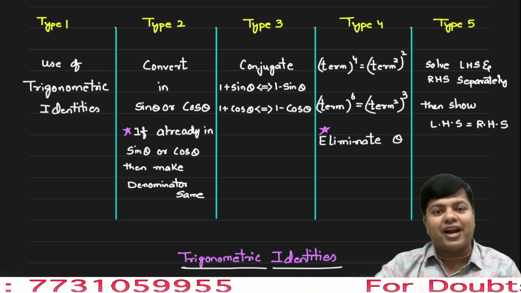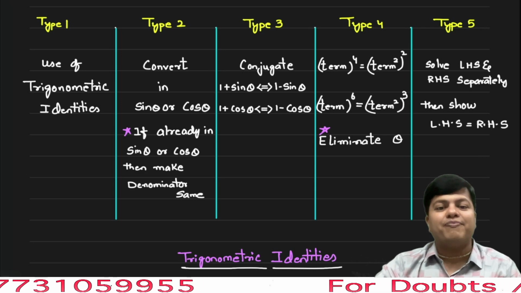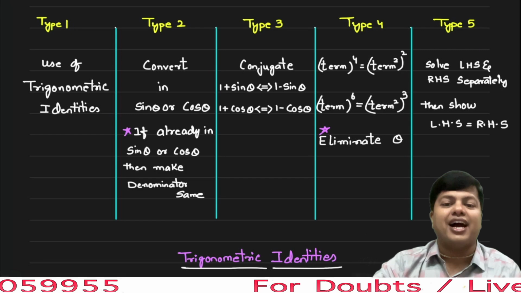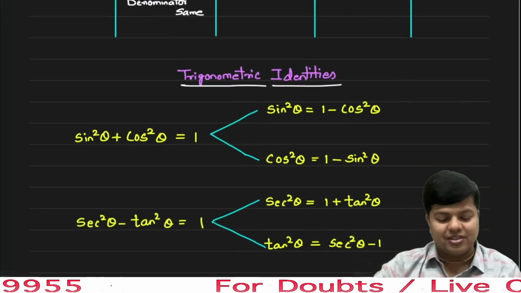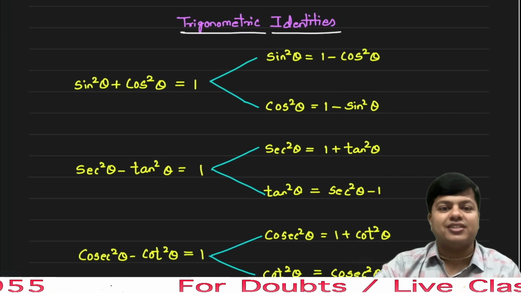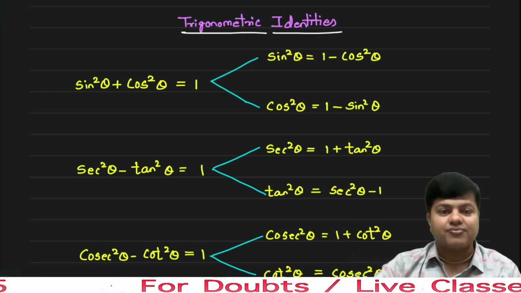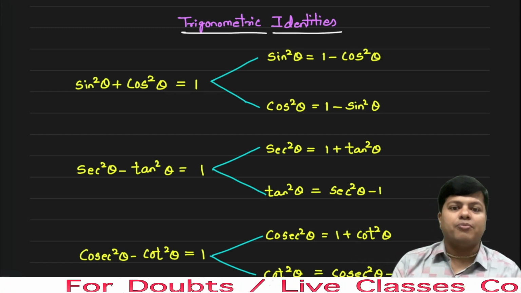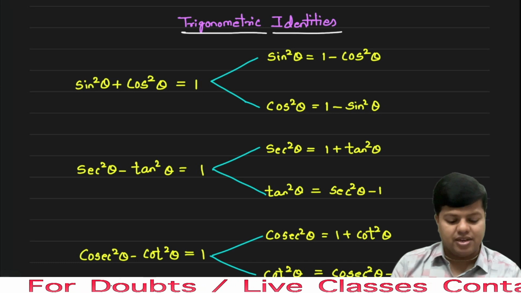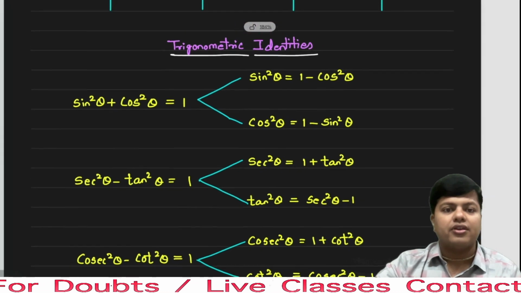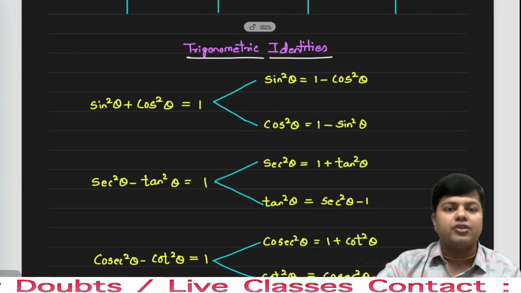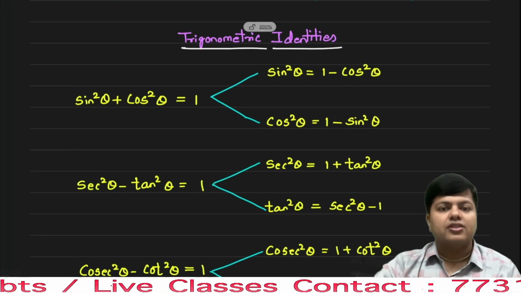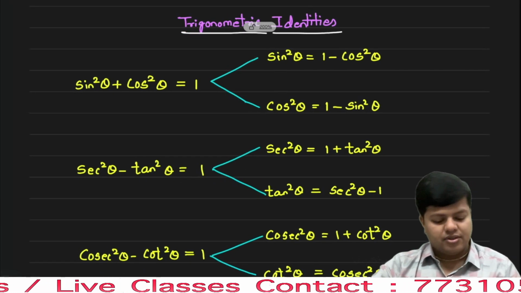And to do these 5 types, what do we need? First, we should know about trigonometric identities. So what are trigonometric identities? You can see here on the screen. Can you see? I hope you can see. One minute. Are you not able to see? Fine, I'll just read it out for you.